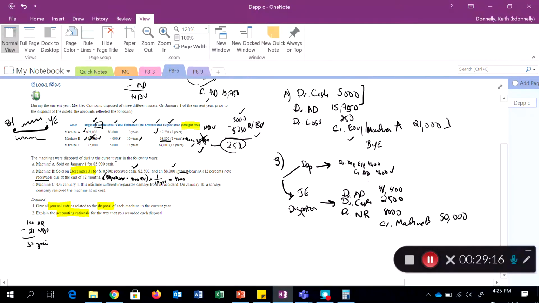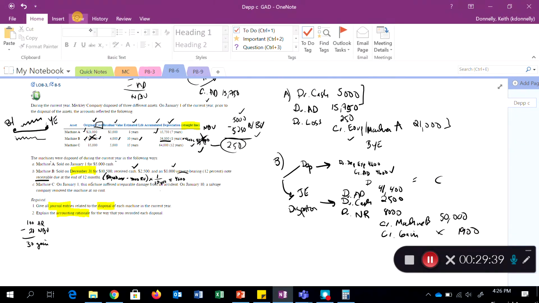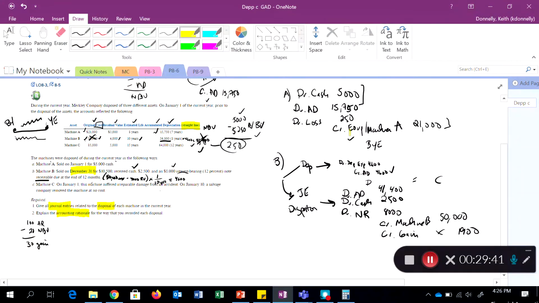So we have to remember we said our debits have to equal our credits. In this case, to make them balance, it looks like we have more on the left than on the right. We're going to credit a gain for $1,900. So that can be a plug, the gain, $1,900. That's what I was saying. Up here, we plugged the loss. Down here, we plugged the gain.